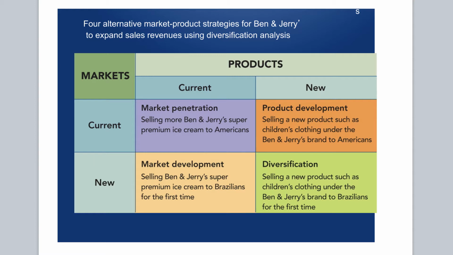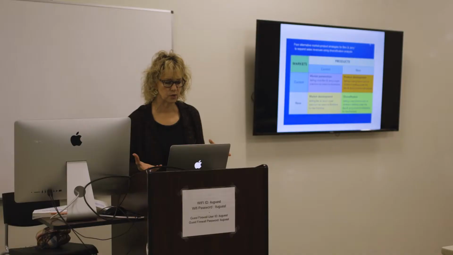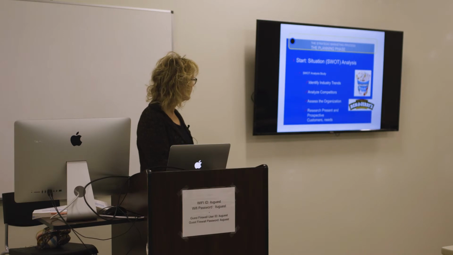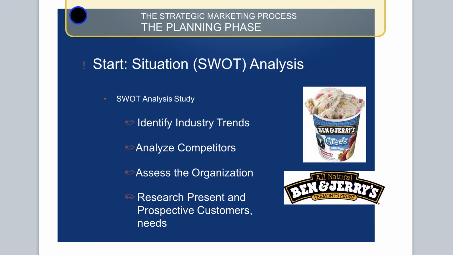Clothing, maybe to children. That's another strategy that Ben & Jerry's, just for example, could use to diversify their product mix. Now, what they would need to do is look at different aspects of the people who purchase their products and eat ice cream. So what are the industry trends? Who are their competitors? What's happening to their organization itself? Is it expanding? Does it have money for new marketing strategies? And they could research present customers, new customers, and take a look at all of their different needs.